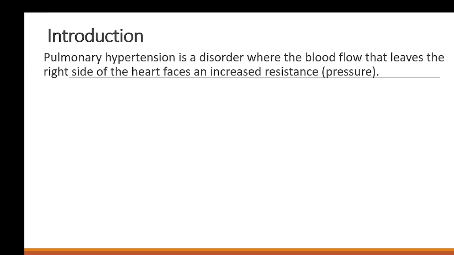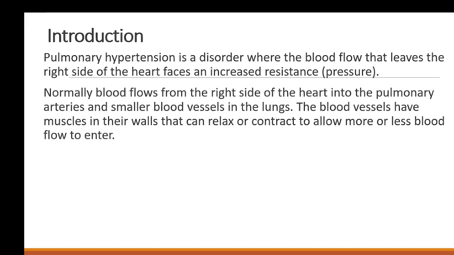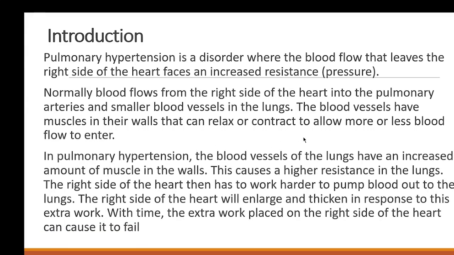Pulmonary hypertension is a disorder where the blood flow that leaves the right side of the heart faces an increase in resistance. Normally, blood flows from the right side of the heart into the pulmonary arteries and smaller blood vessels in the lungs. The blood vessels have muscles in their walls that can relax or contract to allow more or less blood flow to enter. This is the normal function of the blood vessels in the lungs.